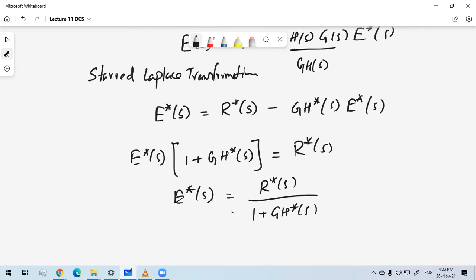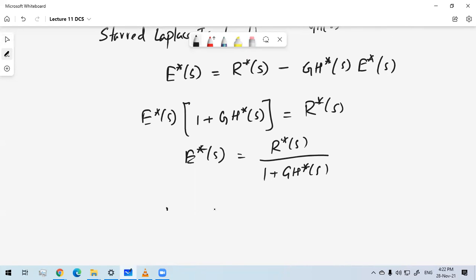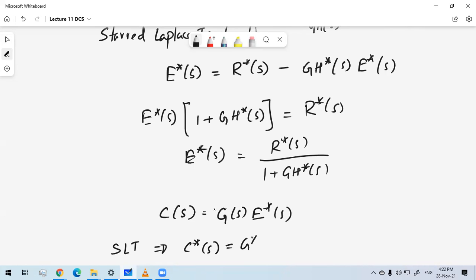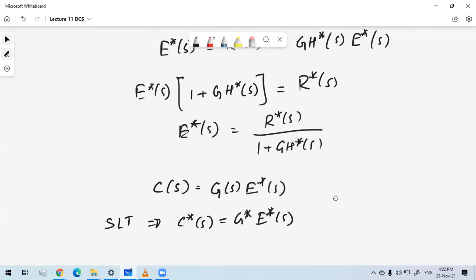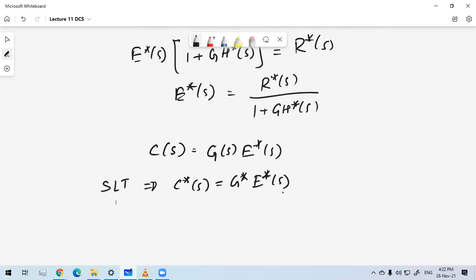What we are interested in is the output C(s). So for output C(s), the equation that we already had is C(s) equal to G(s)E*(s). Here again you have to take the starred Laplace transformation, that will give us C*(s) equal to G*(s)E*(s). This is simpler. Now you have E*(s), so you can just replace the E*(s) into that equation. So that will give us C*(s) equal to G*(s)R*(s) divided by 1 plus GH*(s).